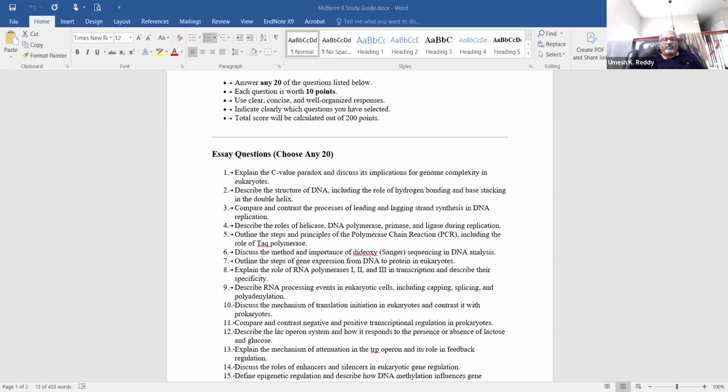Then 3' polyadenylation: a poly A tail is added to the 3' end. That is also for stability and export from the nucleus. And the splicing is very important because all the non-coding introns are removed and the coding exons are joined together. Then that mRNA is exported to the cytoplasm where the translation happens.